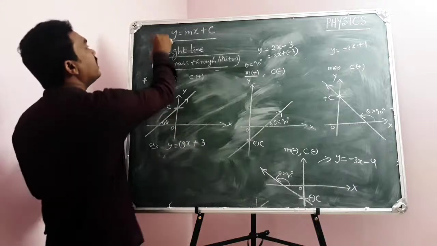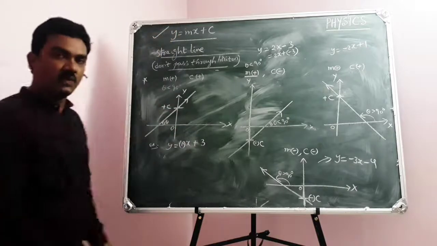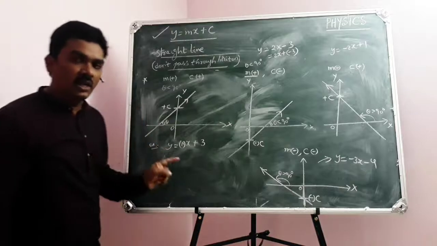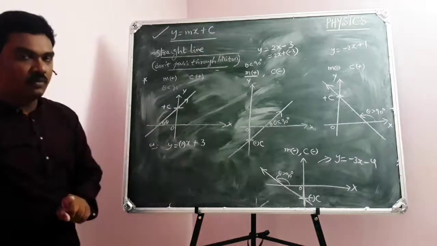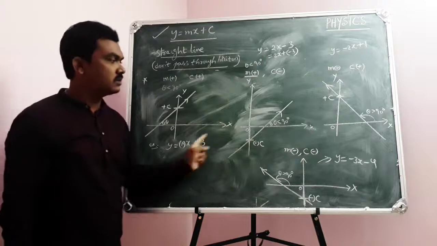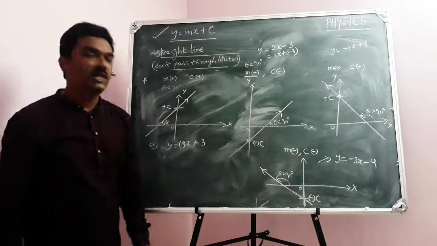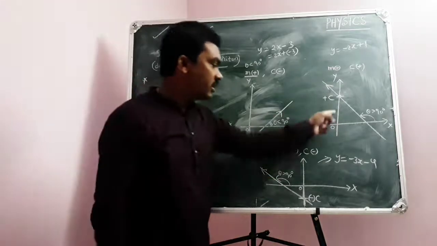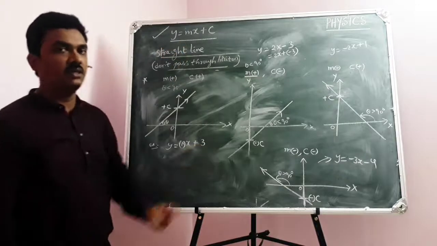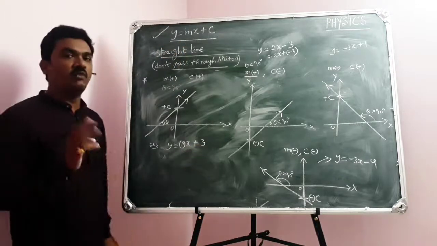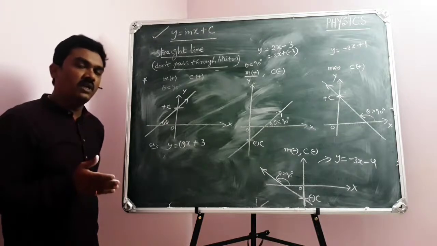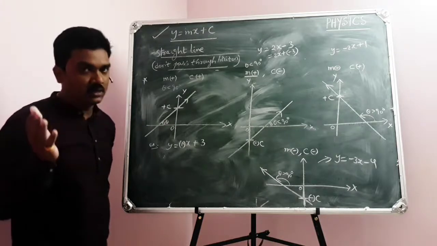So, any mathematical equation y equal to mx plus c represents a straight line with constant slope. But there are different possibilities like this. Any of these shapes represents a mathematical equation y equal to mx plus c. So you have learned two standard forms. One is y equal to mx, another one is y equal to mx plus c.